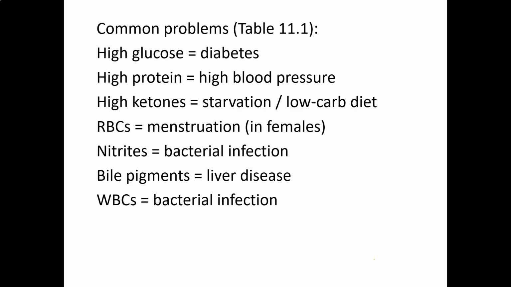High protein in the diet. So proteins, especially big proteins, they usually don't get filtered out, but if your blood pressure is too high, it squeezes those proteins out of the glomerulus and into the Bowman's capsule, and so it can indicate high blood pressure.